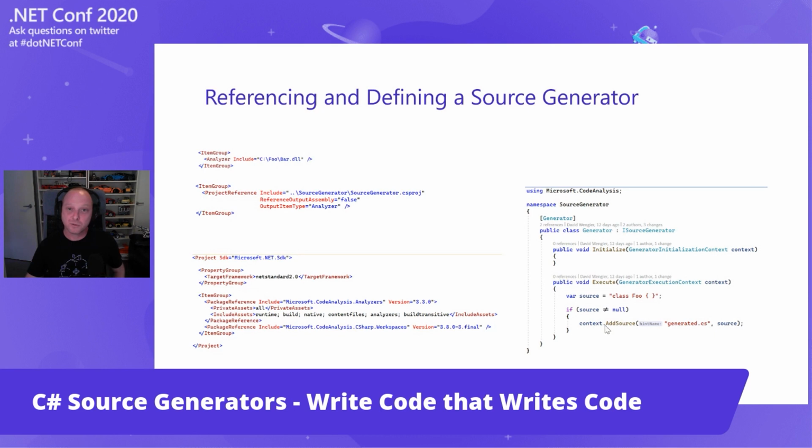All you do is call context.AddSource and give it a file name. Well, it has to be unique for your generator, but it doesn't have to be unique to the project, so you don't have to go and calculate anything. It's not difficult. And you just give it the string that is the source. It's really that simple. This source generator here on this slide totally works. It generates a class called Foo.